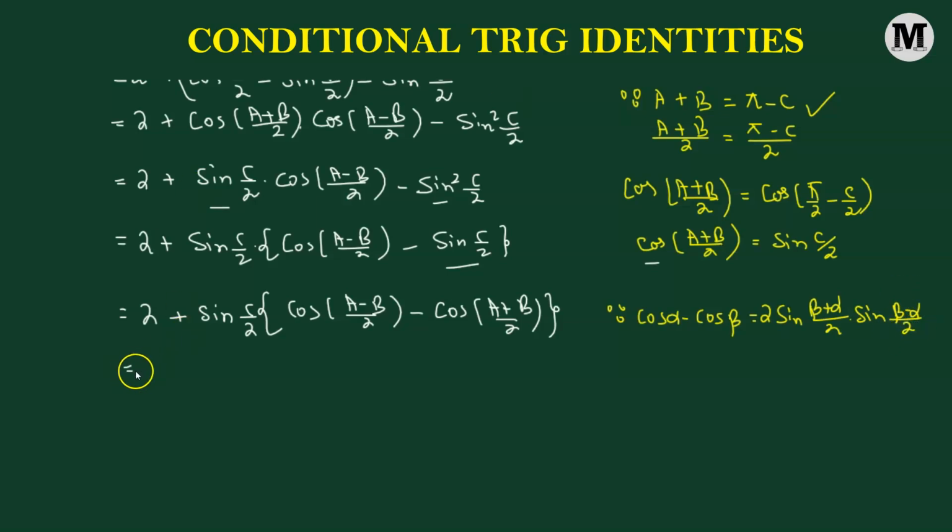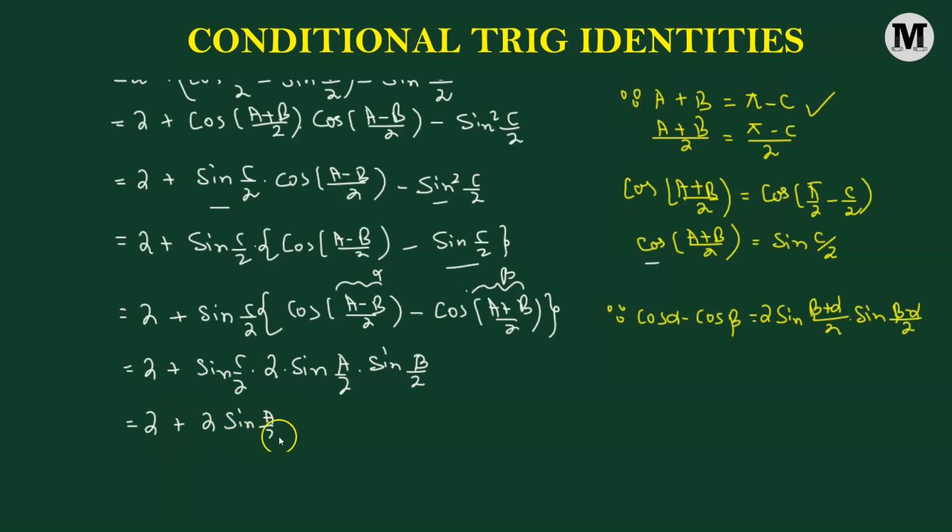So this is equal to 2 added to sine of C over 2 multiplied by 2 times sine of the angle. We consider A minus B to be equivalent to alpha and A plus B over 2 to be equivalent to beta. We need beta plus alpha over 2, so that gives us A over 2, and beta minus alpha over 2 gives us B over 2. So we now have 2 added to 2 times sine of angle A over 2 times sine of angle B over 2 times sine of angle C over 2, which is exactly the expression on the right hand side.